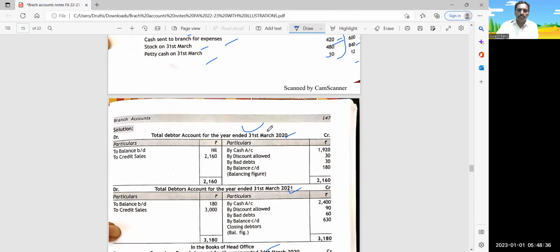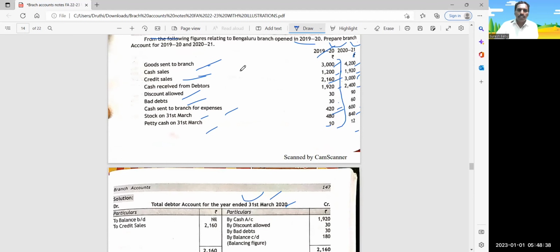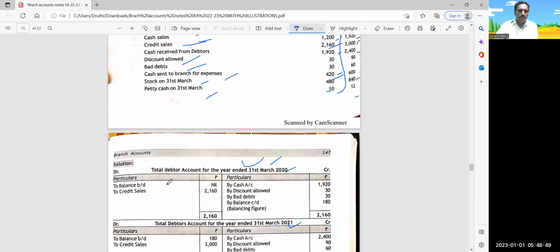So it is very important. For 2020, only items that are to be recorded in the memorandum debtors account are to be taken into account. So first see, is there an opening balance of debtors? No. That means the opening balance is nil. In the debtors account 2020, to balance brought down is nil, by balance carried down is the balancing figure.